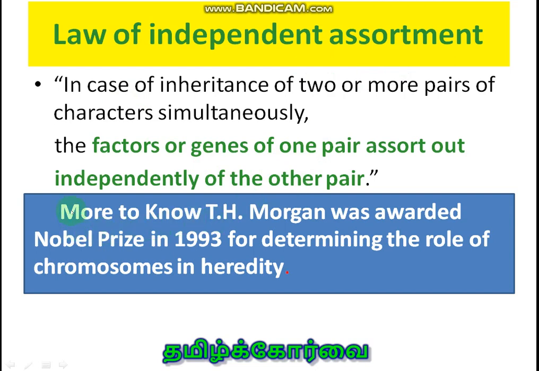And here is one more piece of information about T.H. Morgan. He was the geneticist who was awarded the Nobel Prize in 1933 for determining the role of chromosomes in heredity. So that is the end of this video, students.